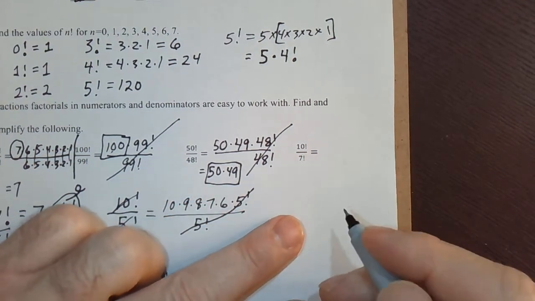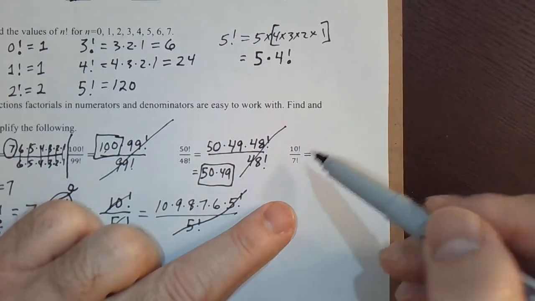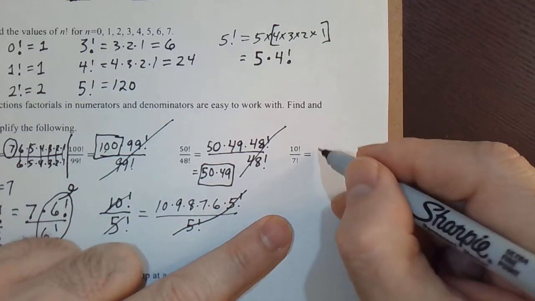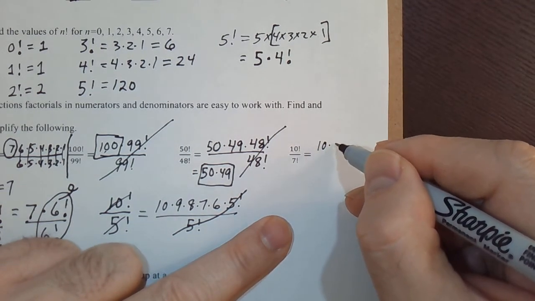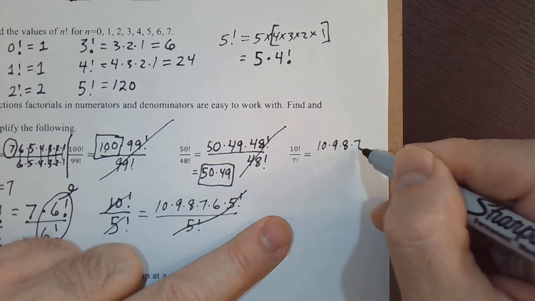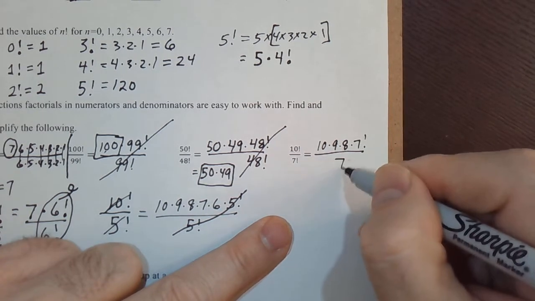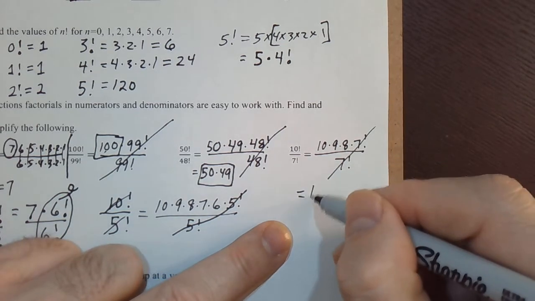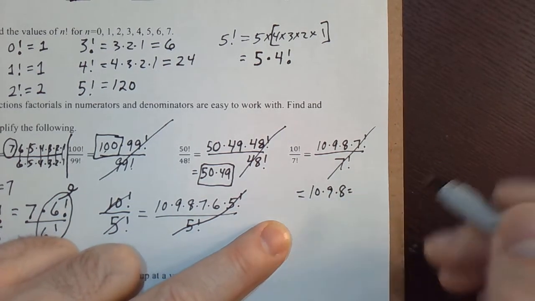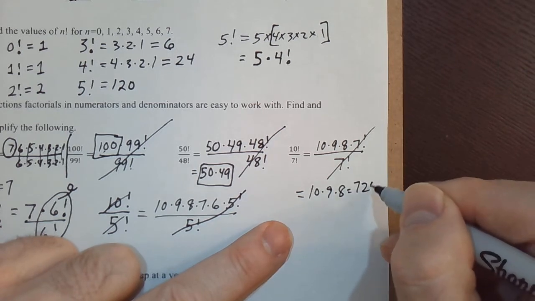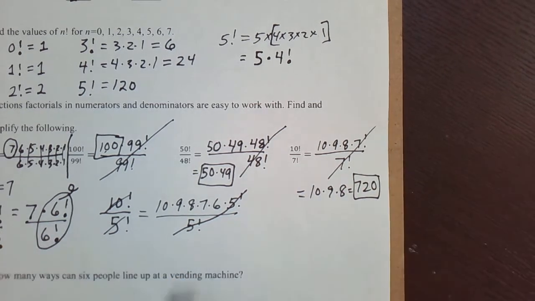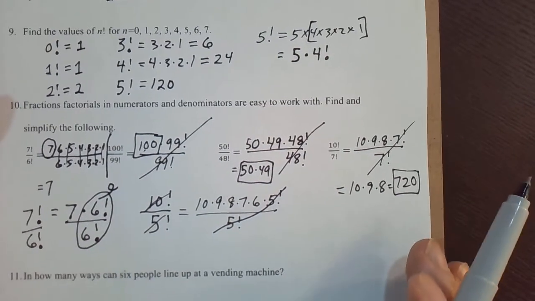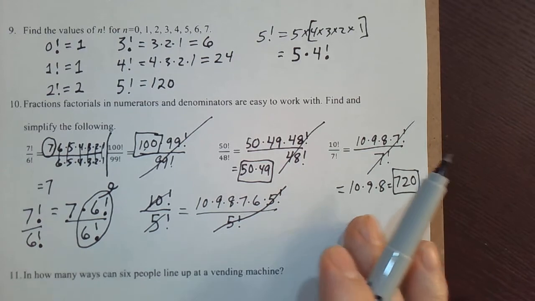10 factorial over 7 factorial. Well, I've done so many of these, I know what it is. It's 10 times 9 times 8, because 10 factorial is 10 times 9 times 8 times 7 factorial over 7 factorial. And the 7 factorials cancel. That gives us 10 times 9 times 8. We've seen that one before. That's 720. So again, working with fractions that have a factorial in the numerator and denominator is very, very easy.